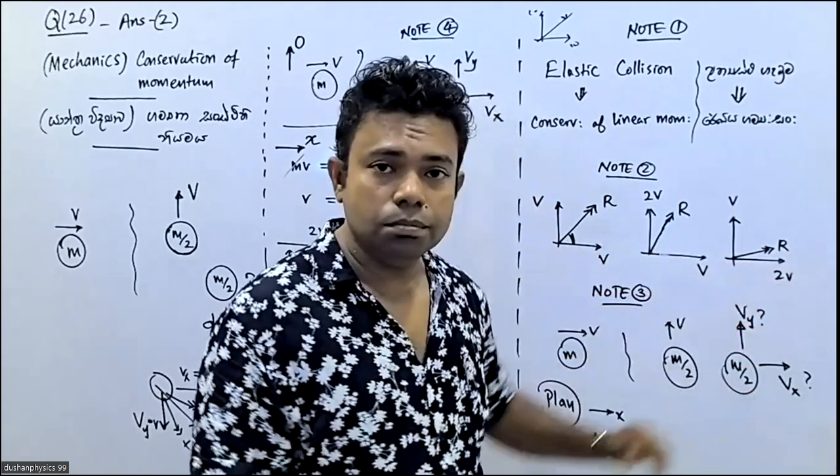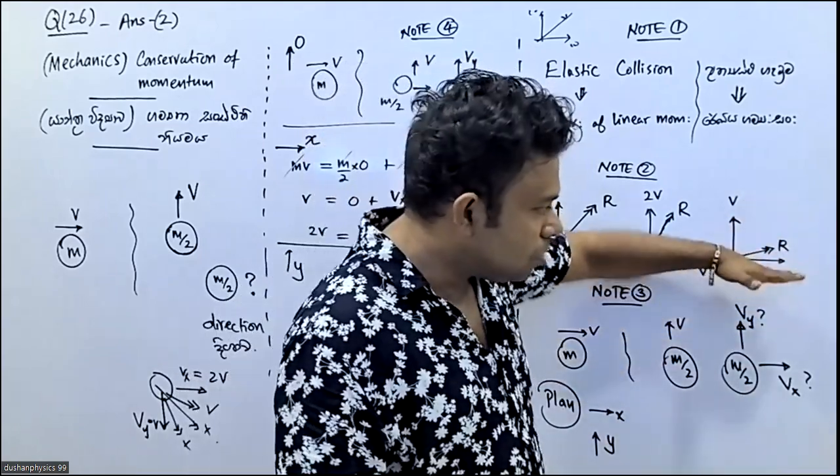the resultant comes towards the higher velocity side.